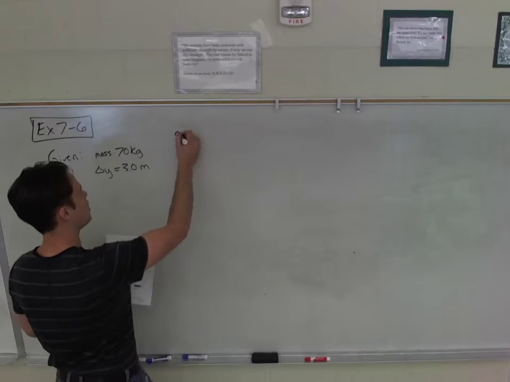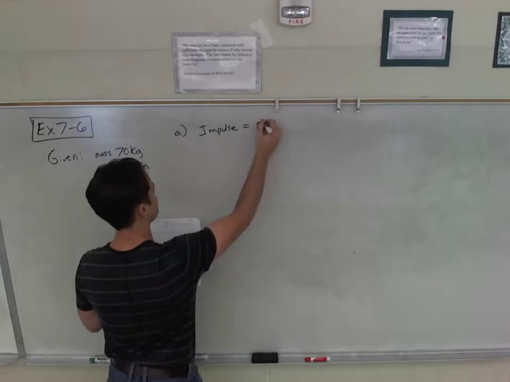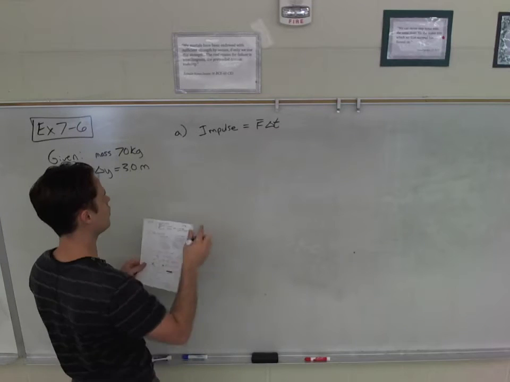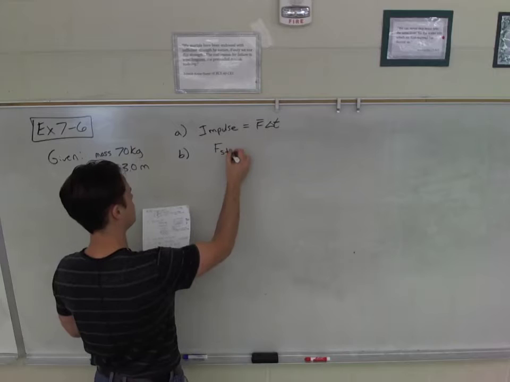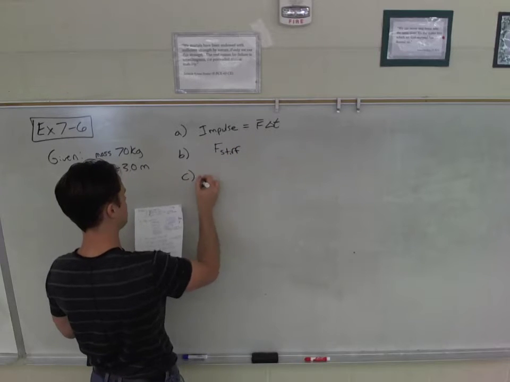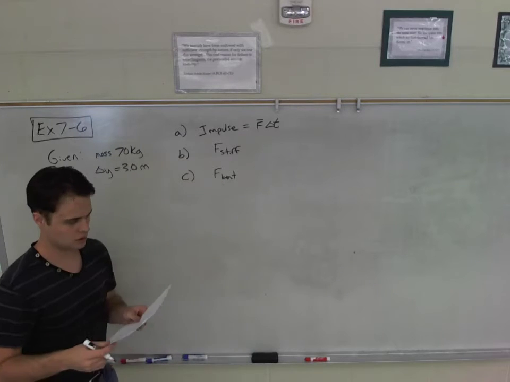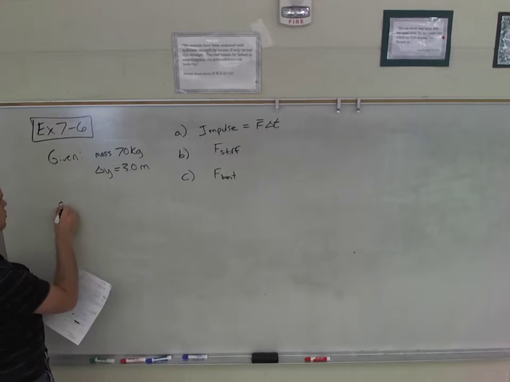So let's see. In part A, we've got impulse, and we need to figure out that. That's the average force over a time period. Part B, what's the stiff-leg force, and what's the bent-leg force in part C? So first, we need to do the impulse part.